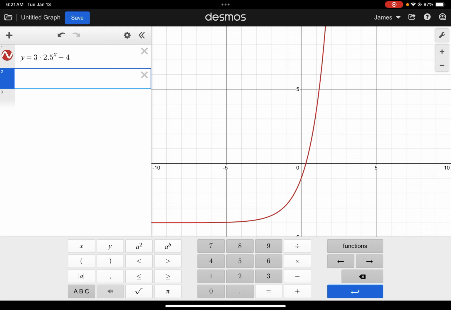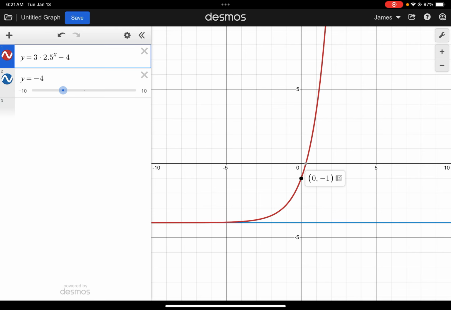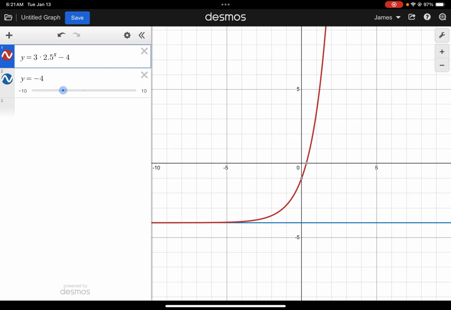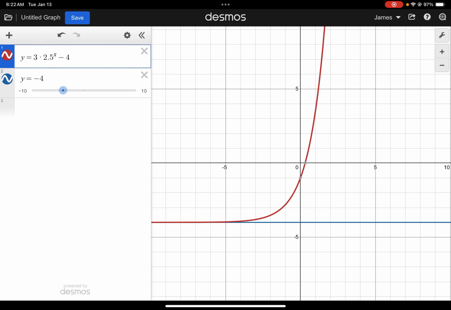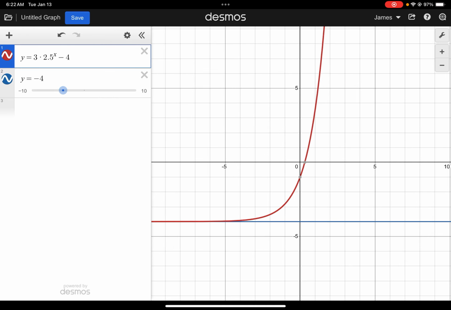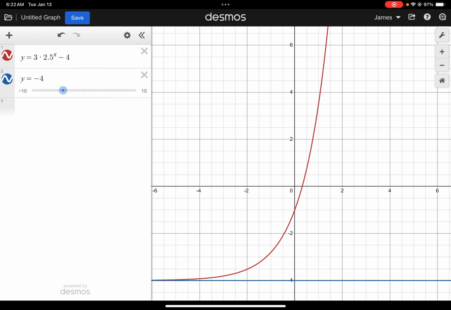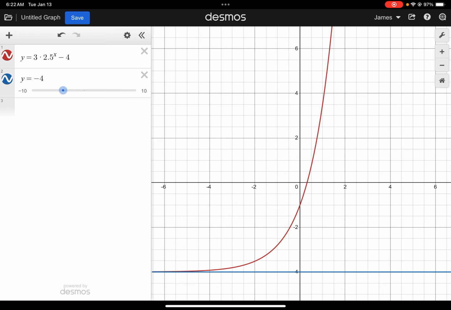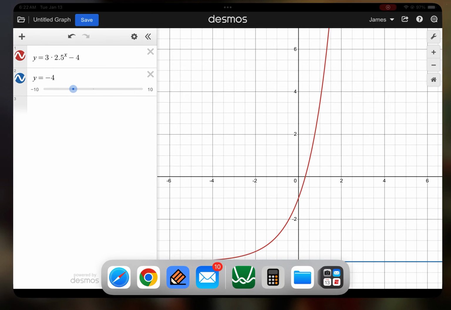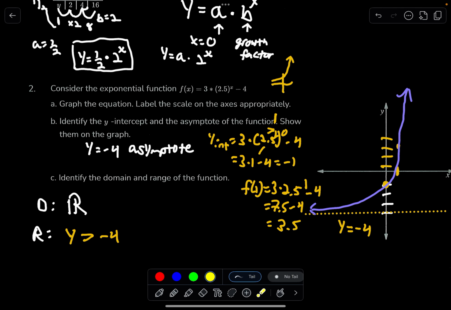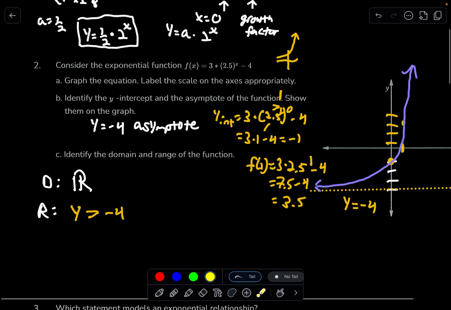And if I graph the asymptote, y equals negative 4, you see the graph approaches it. And that's pretty much what we had. We had this point, and we had when x is 1, which is up here. Actually, right about there. And it looks like it's right in between. So anyway, that is number 2. I'm not looking for perfect graphs. I'm looking for the correct behavior.